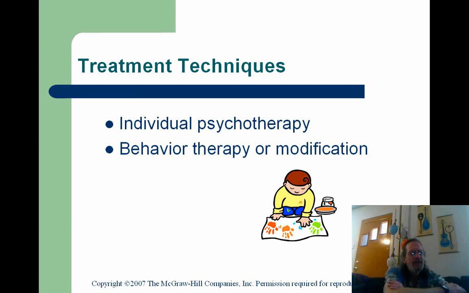Behavioral therapy or modification can work if the kids buy into it. You teach them different things. You can use reinforcement, punishment, those sorts of things. The problem with behavior therapy or modification is that once they're out of the treatment situation, they know there's nobody there to make them behave that way. So they have to choose to behave that way. If they don't buy into it, it's not going to work.